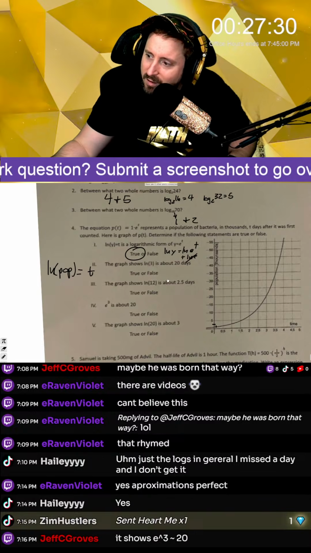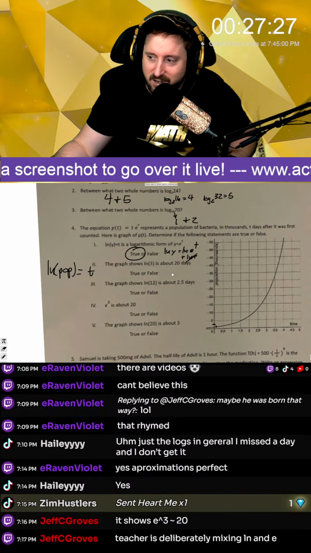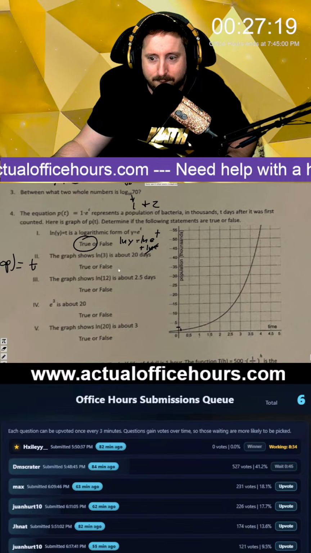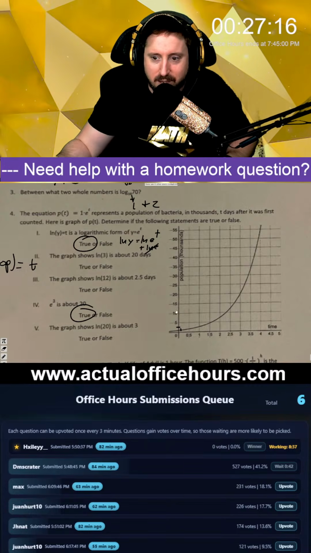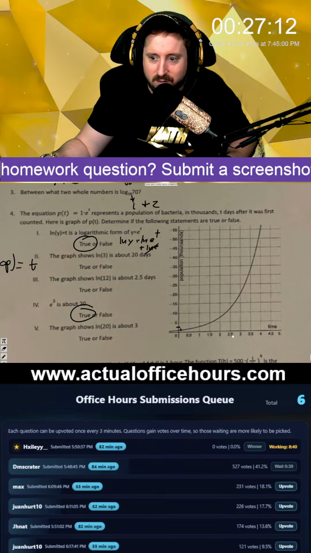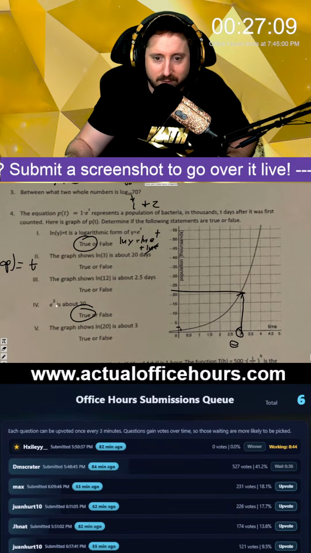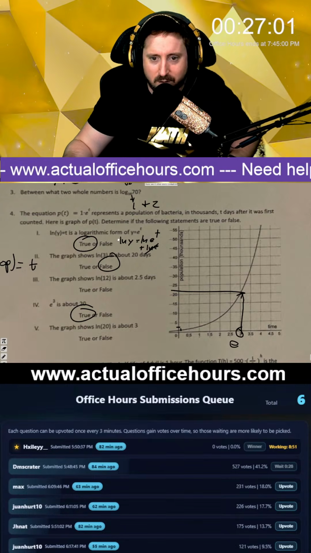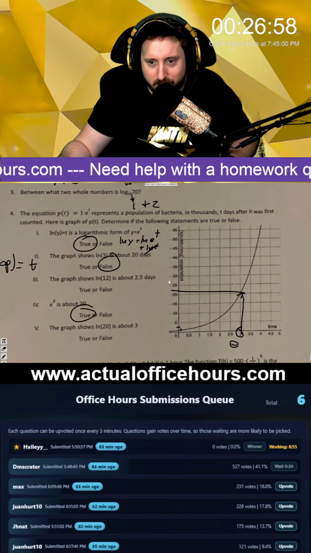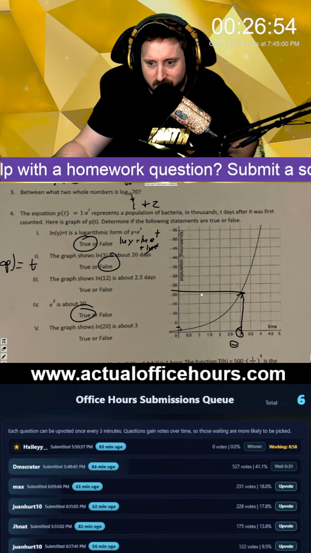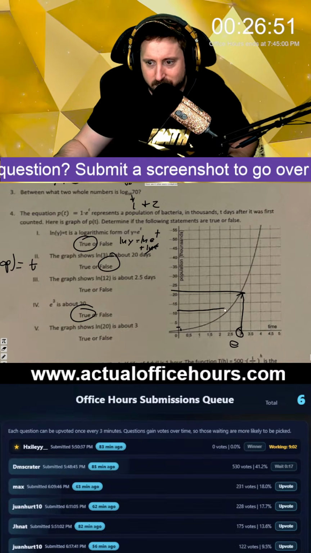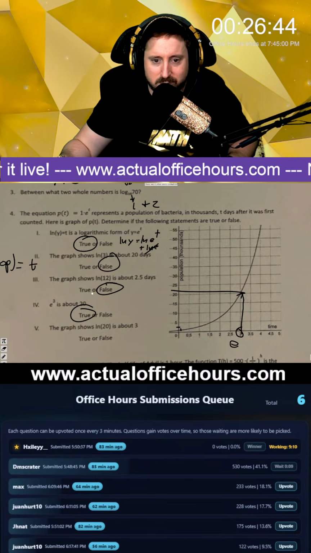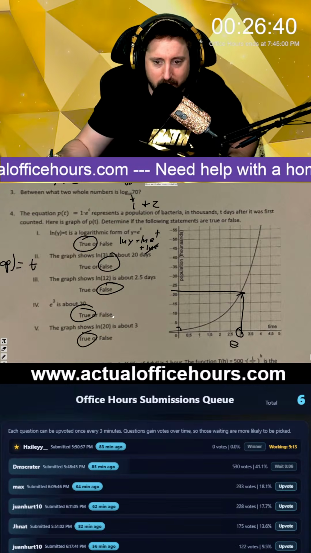I mean, but the teacher is deliberately mixing ln and e. Oh, e to the 3rd is about 20. Oh, okay. Oh, I agree with that. This is true. Right? Because it was e to the t. So e to the 3 is equal to 20. That's true. Okay, so this one is false. Yeah, okay. ln of 12 is around 2.5 days. I think this is also false. ln of 20 is around 3. Well, yeah, that's true. If e to the 3 is 20, ln of 20 is also equal to 3.